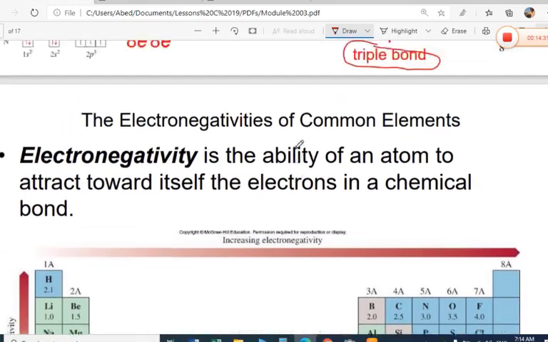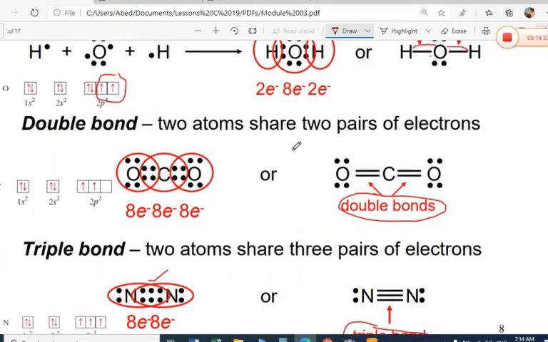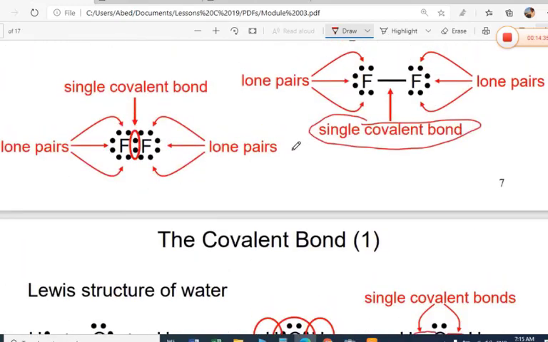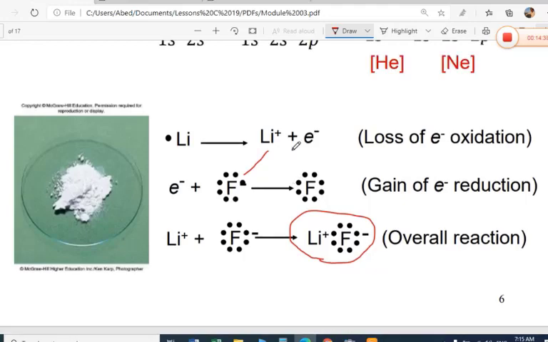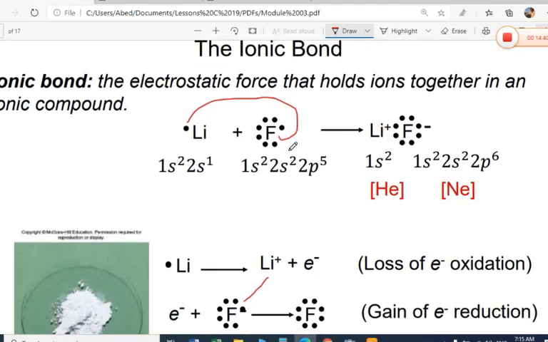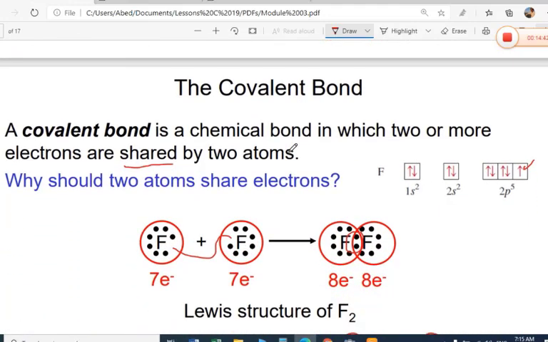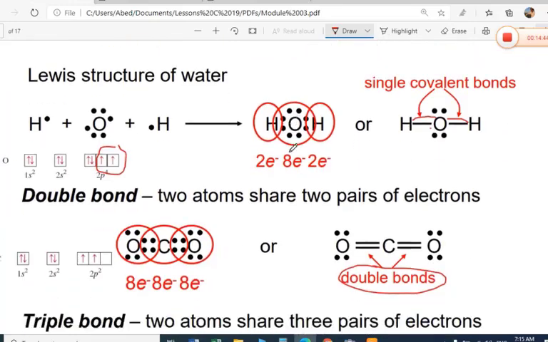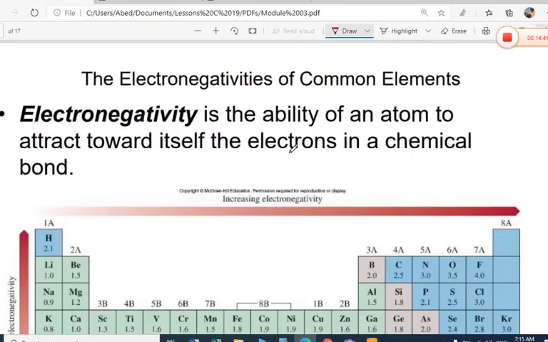So these were the 2 types of bond: ionic bond by the transfer of electrons, and covalent bond by the sharing of electrons, which can be single, double or triple. Then comes electronegativity, and because of electronegativity we will see there are 2 types of covalent bond. Electronegativity is simply the ability of an atom to attract the shared pair of electrons in the bond.